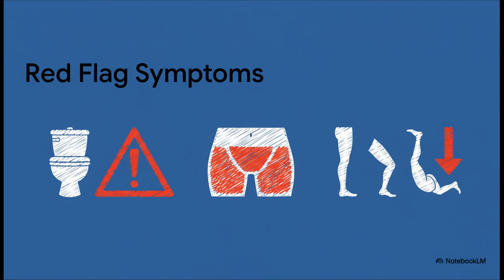Number 1. Any new loss of bowel or bladder control. Number 2, numbness in the saddle area. That's the parts of your body that would touch a saddle if you were sitting on one. And number 3, weakness that is clearly and rapidly getting worse. If you experience any of these, this is an urgent care now scenario, period.